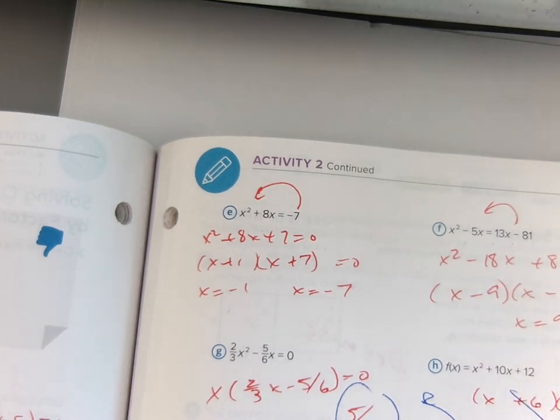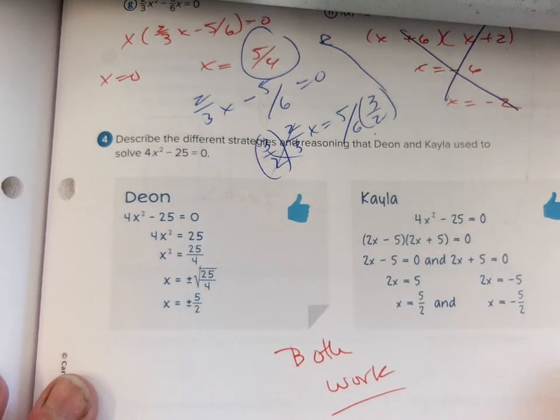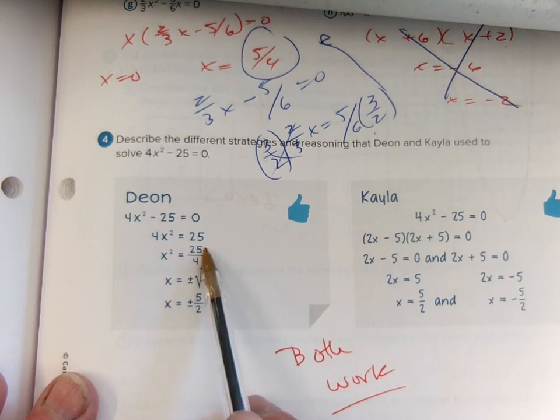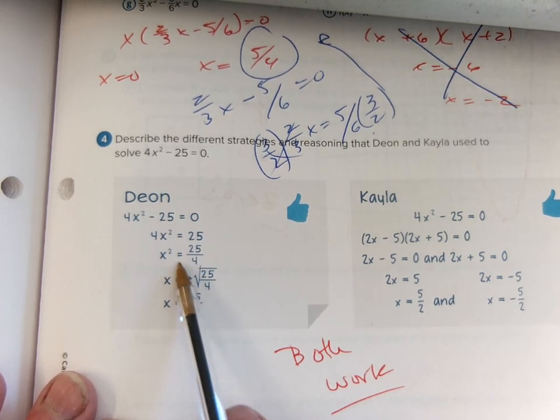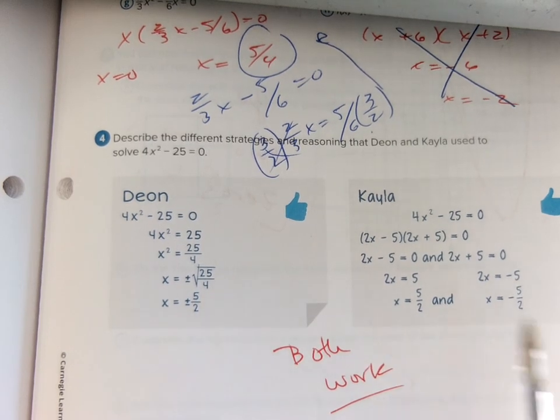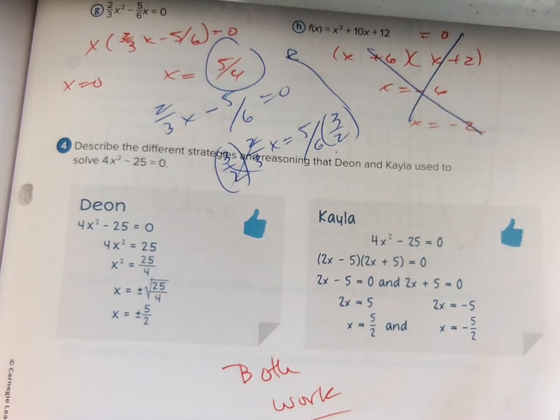Okay, all right. On number 4, Dion solves it one way. This is the way I probably would do it. I wouldn't even factor. I just add the 25 divided by 4, square root, knowing two answers, square root of 25 and square root of 4. Okay. Caleb factors instead. She gets the exact same answers. Both work. Okay. All right, that's all I had.